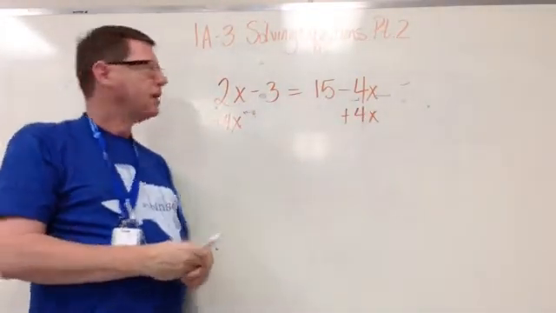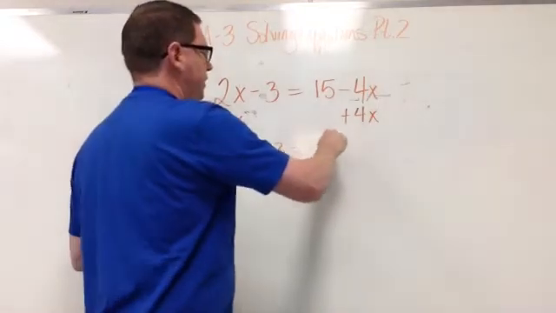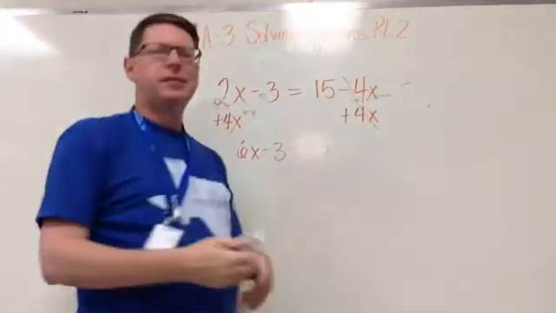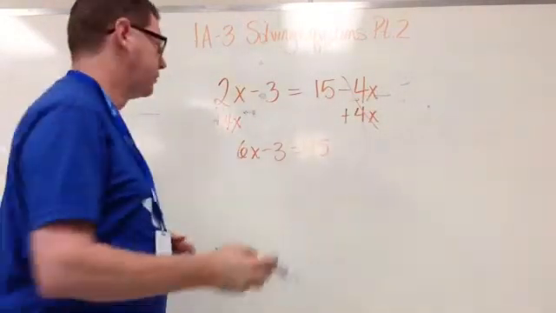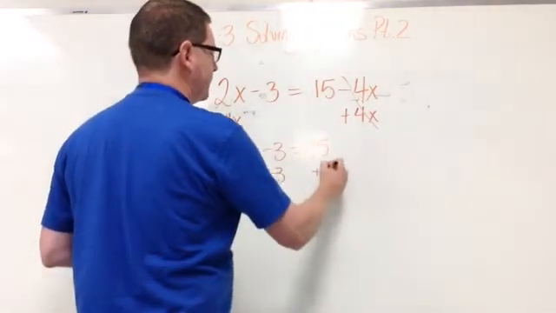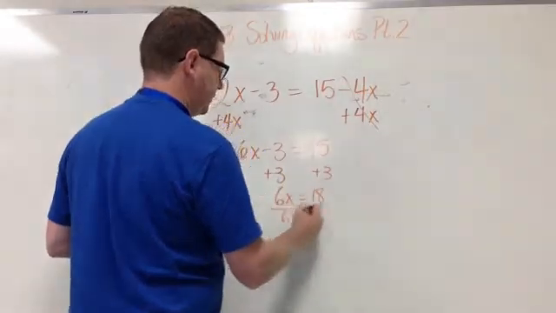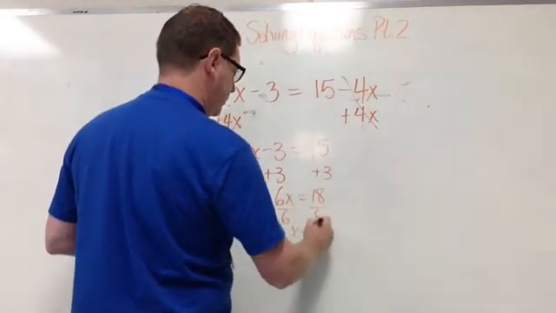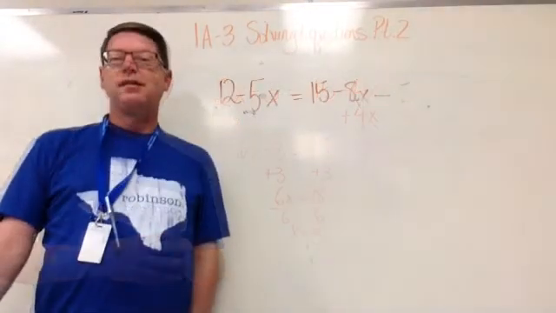Okay? So 2x plus 4x is 6x, minus 3 equals 15, because those add up to 0 and we don't need to write down the 0. So 6x minus 3 equals 15. I'm back to a two-step equation. I add 3 to both sides. 6x equals 18. Divide by 6 on both sides. X equals 3. Bam.